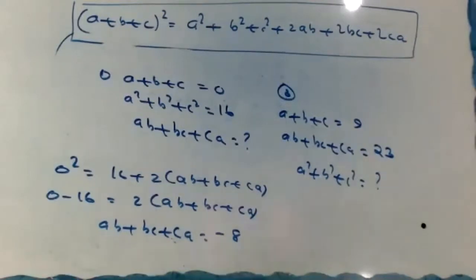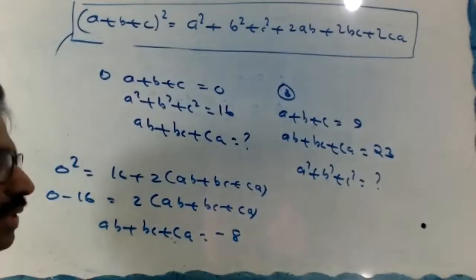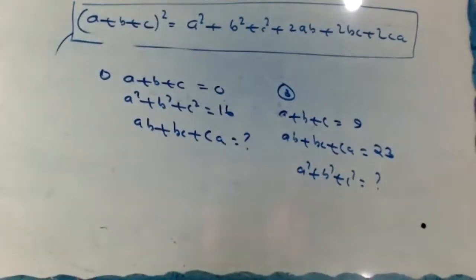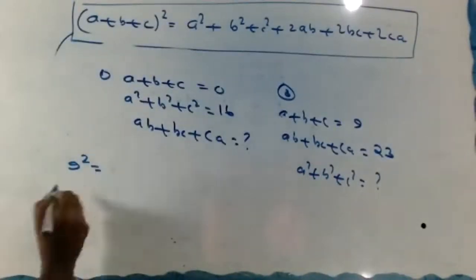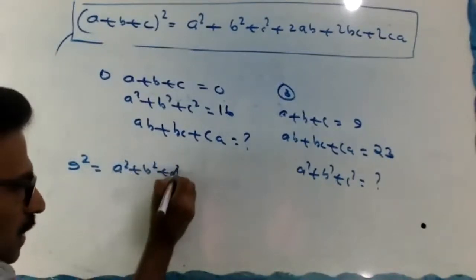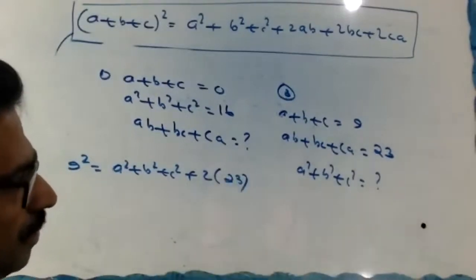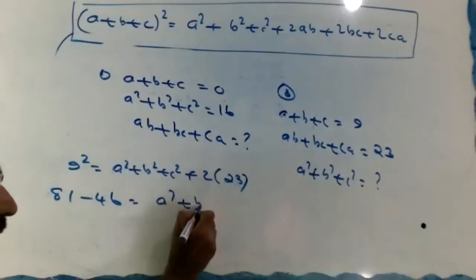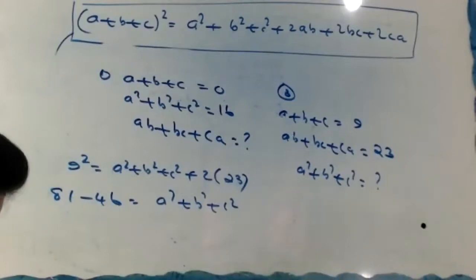So, now third one. I am reading out third one. After finishing third one, I shall come to the second question. Look at here. 9 square equal to A square plus B square plus C square plus 2 into 23. Correct or no? Because AB plus BC plus CA is 23. So, 81 minus 46 equal to A square plus B square plus C square. 81 minus 46, how much? 35. Answer is 35. Okay, so who all doubt? Copy first. Then I'll show you second one, okay?